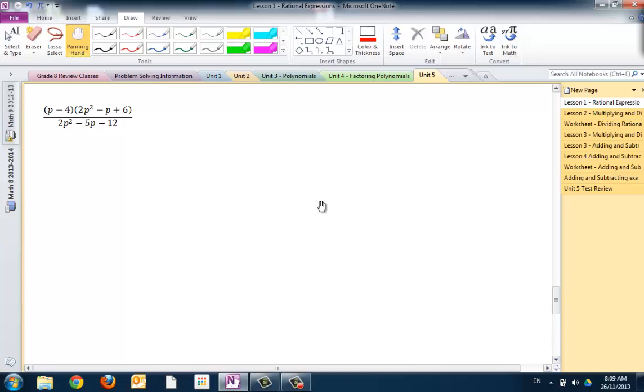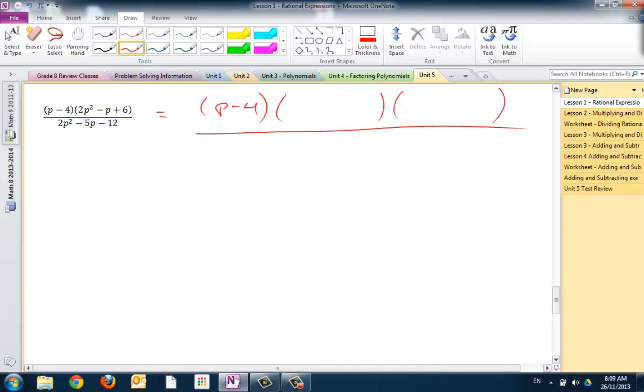So this guy's more complicated, but again I'm going to take a look at what I can factor. I can't factor anything in that p minus 4, so I'll just write it down. The 2p squared minus p plus 6, I'm going to factor that. That's trinomial factoring with a leading coefficient. And I'm going to say that's going to be 2p and p, because that's the only factors of 2 that I can see. And the factors of 6 that'll combine into that negative 1. So I'm going to go with 3 here and 2 here.